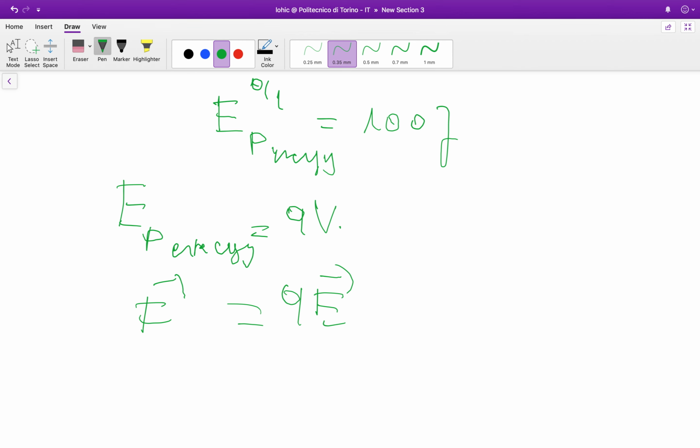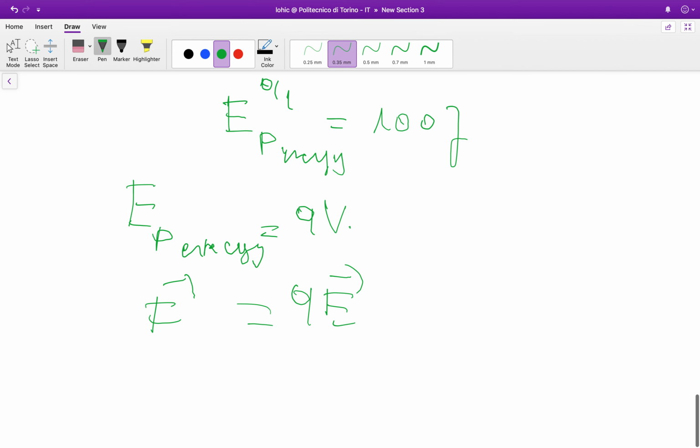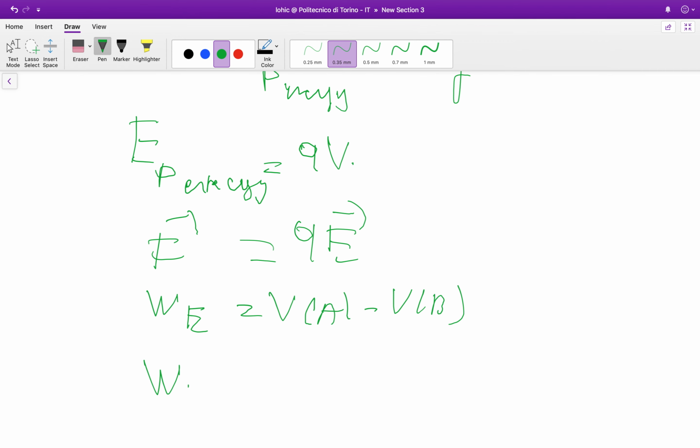So we see, for example, that the electric force applied to any charge is equal to that charge multiplied by the field at the point where the charge is placed. Now what I want to tell you about this duality: we saw that the work of the electric field is VA, the potential at A, minus the potential at B. Yes or not? And the work of the electric force is the potential energy at A minus the potential energy at B.